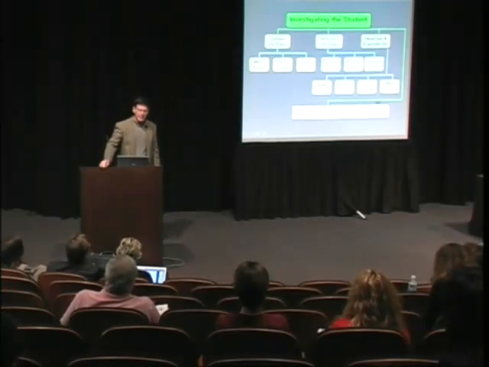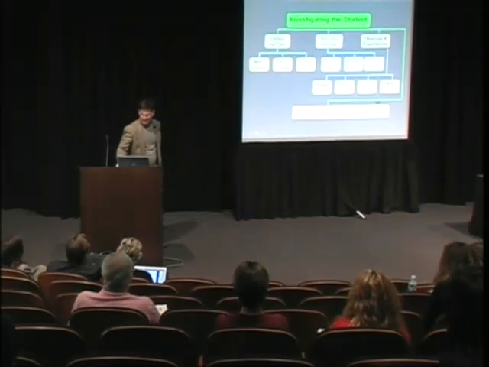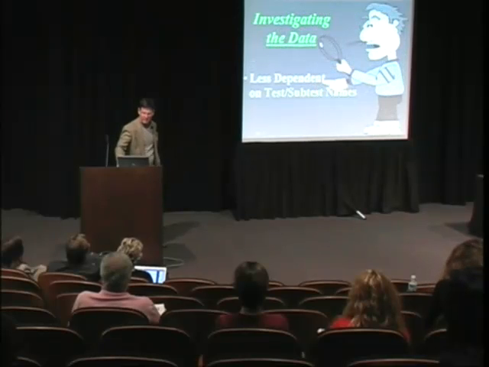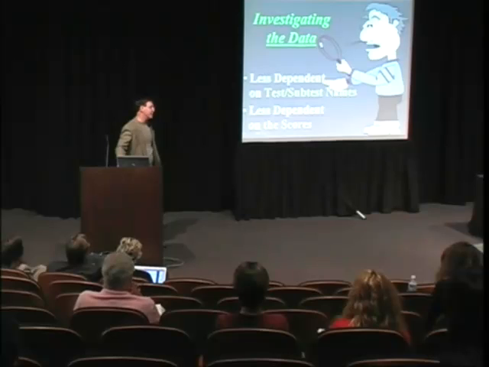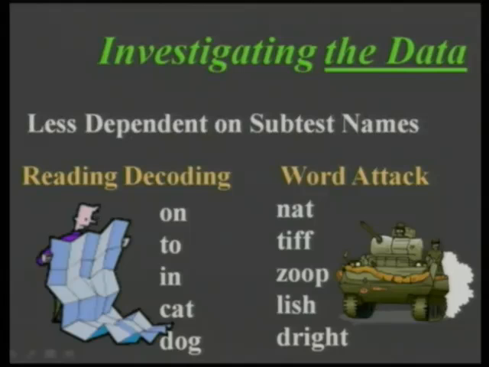And besides, for my own self, I have to tell you that previous data is important for many reasons. I'll explain that in a little bit, maybe. Okay, that's investigating the student. Now we're going into investigating the data. What do I mean by that? We need to be less dependent on subtest names and less dependent on the scores. So let's look at subtest names.